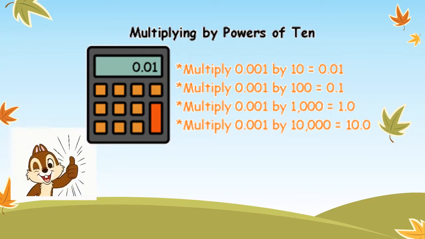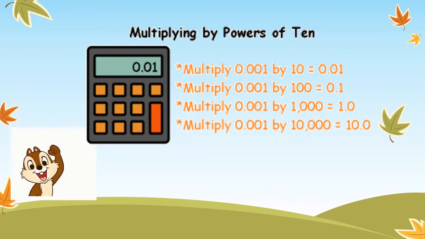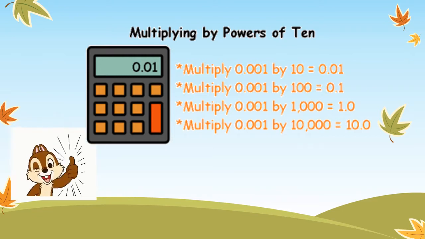Okay, to where? If you multiply a decimal by 10 or 100 or 1000, move the decimal point from left to right. If you multiply any number or any decimal by 10 or 100 or 1000, move this decimal point from left to right. Okay, from left to right.